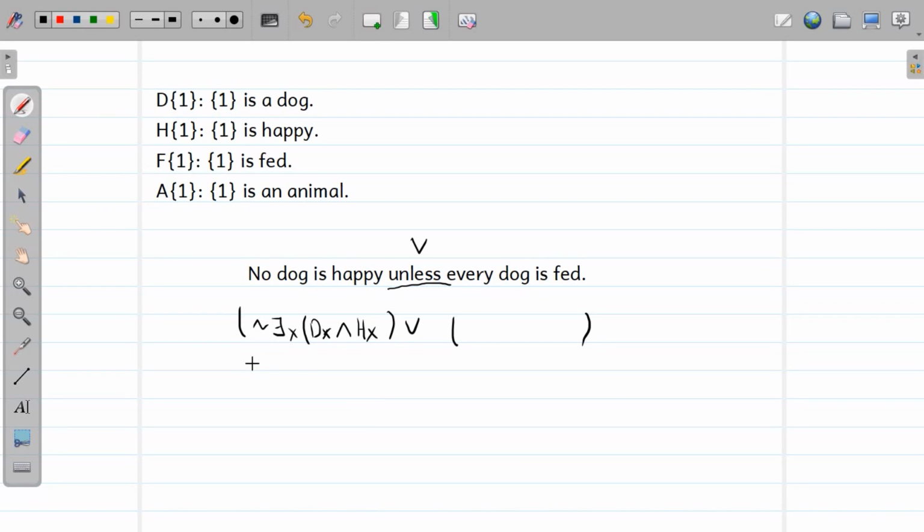Equivalently, we could have said the following: for all x, if it's a dog, then it's not happy. Oh, it's so sad. Right? Okay, good. So there's that half. Unless every dog is fed. So every dog is fed.